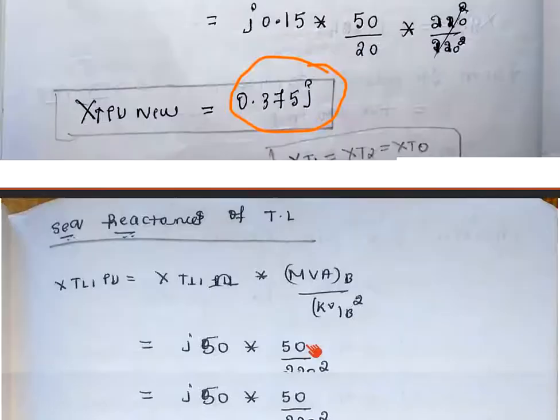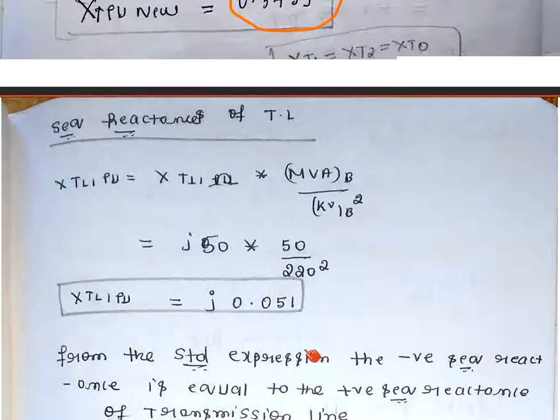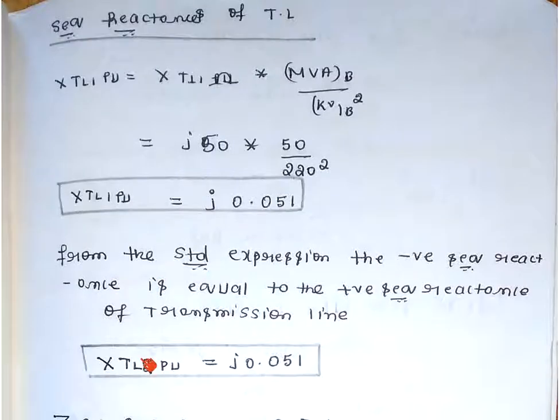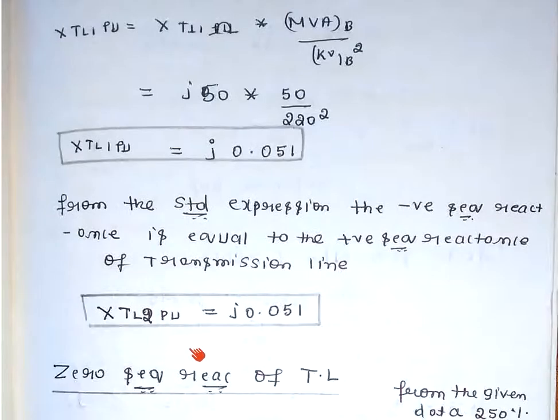Now, sequence reactance of the transmission line. For the transmission line, positive and negative will be the same and 0 will be different. So XTL I can find. You are well acquainted with this formula also. XTL has been given as 50 ohms into 50 by 220 squared, you will get j0.051. So from the standard expression, we know that x1 equals x2, or z1 equals z2.